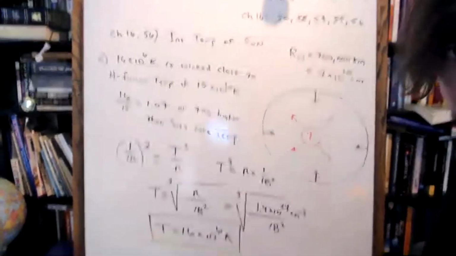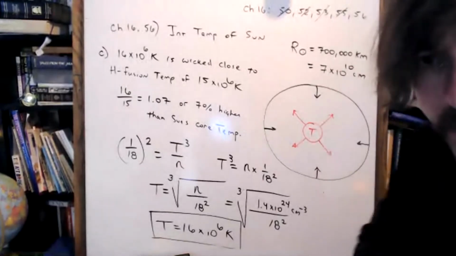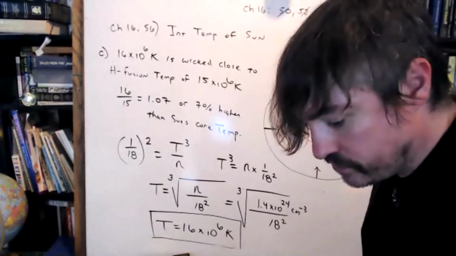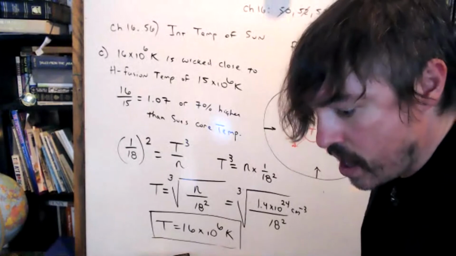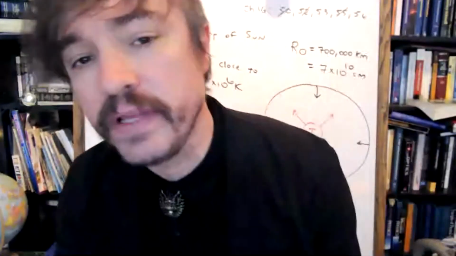So I have a question. It's kind of weird, but I looked up hydrogen fusion. It was 100 million kelvins, not 15 million kelvins. That's probably in a terrestrial tokamak or something.